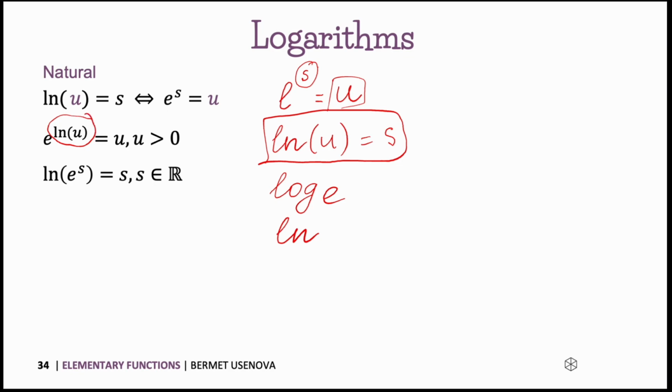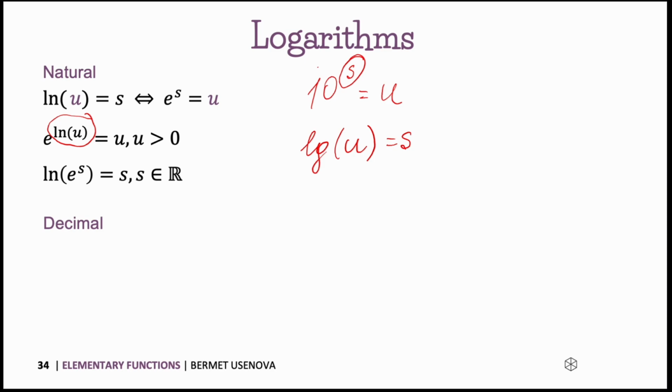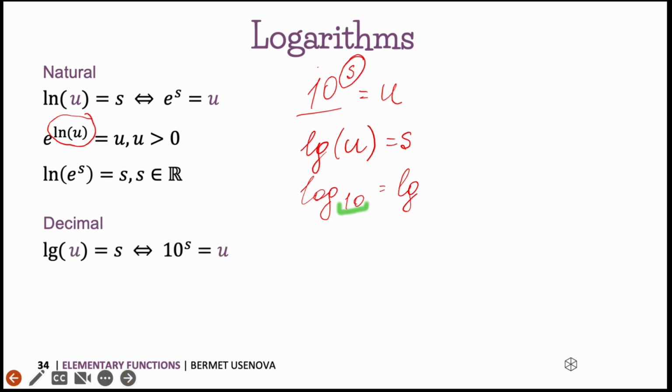And the next logarithm is called decimal, or also log base 10. For the log base 10, we have the number 10 to the power of s, and it equals a special number u. And then the logarithm equals s. So our logarithm is this power here for the special base 10. And the logarithm with the base 10, we just rewrite as lg. And it means that it has a base 10 here. So it's log base 10.